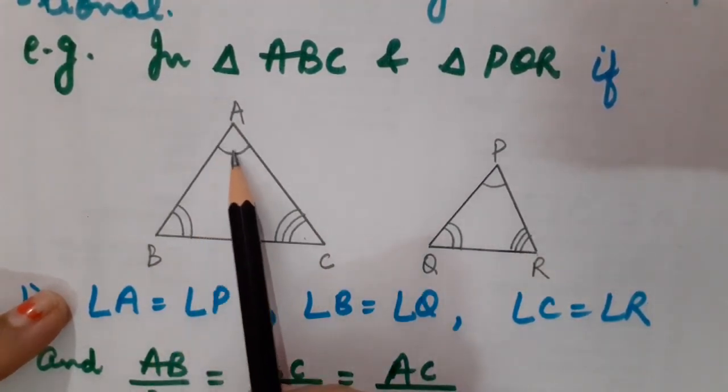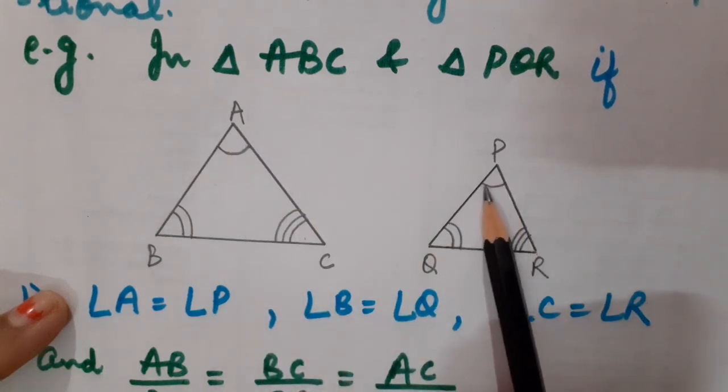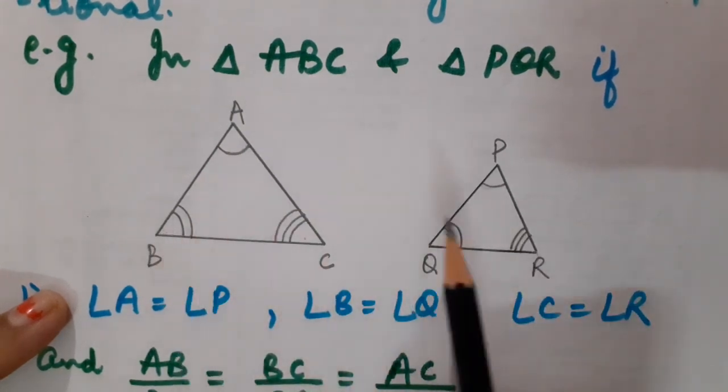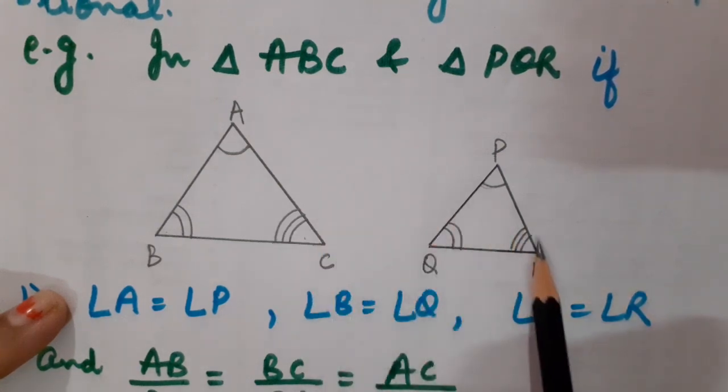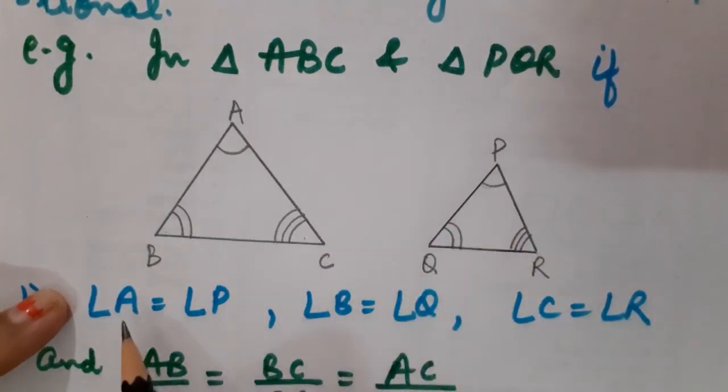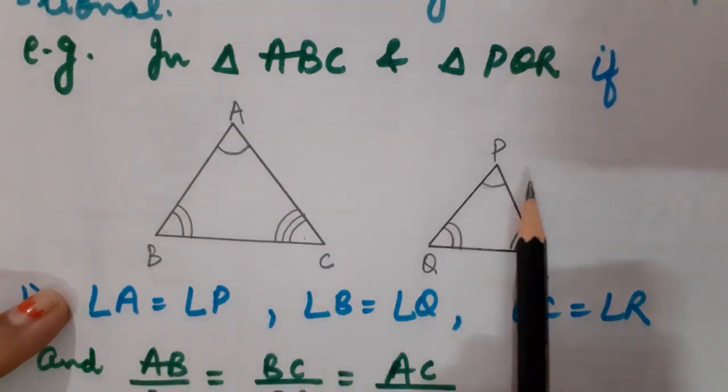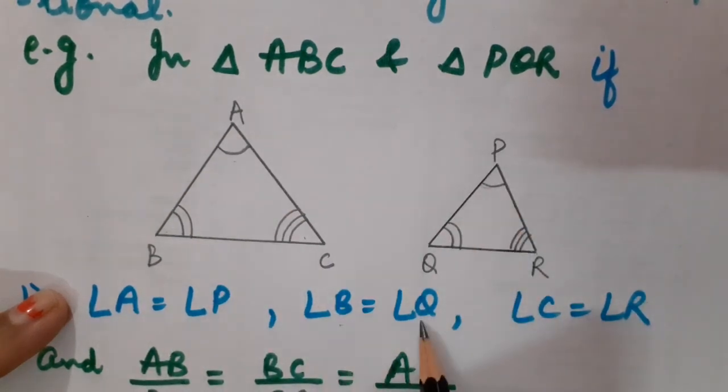Here we have to check whether both the triangles are similar or not. See, children, angle A is in correspondence with angle P, angle B is the corresponding angle of Q, angle C is the corresponding angle of angle R. So here it is given that angle A is equal to angle P, angle B is equal to angle Q, and angle C is equal to angle R. So condition 1 is satisfied, that the corresponding angles must be equal.